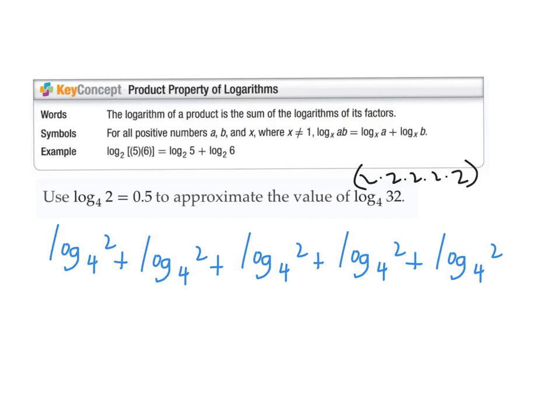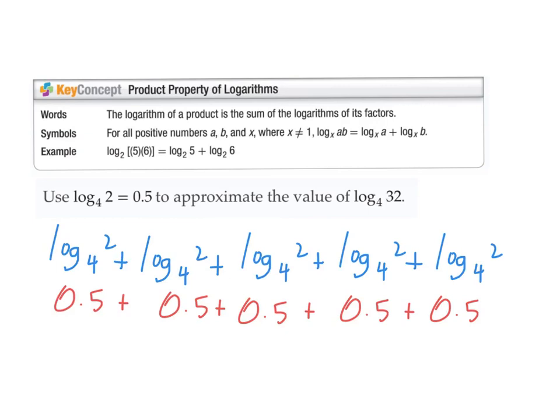In reality, I'm taking log base 4 of that. And if I have things being multiplied together, I can separate them into separate logarithms and combine them using addition. Okay, that's what the product property allows us to do. Now, we know what this is. They told us what log base 4 of 2 is. What is it? 0.5. So all I have to do is replace each one of these with 0.5. And I'm going to be able to tell you what the value of log base 4 of 32 is. So when I add those all up, what do I get? 2.5. Okay. That's how the product property of logarithms is going to work.